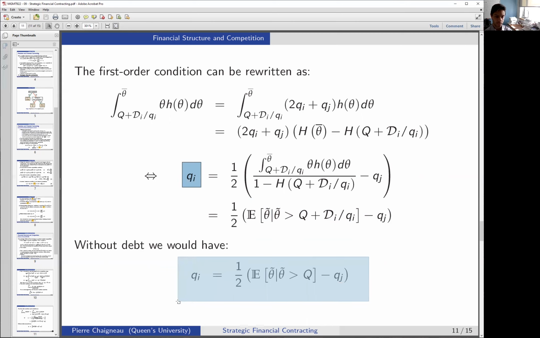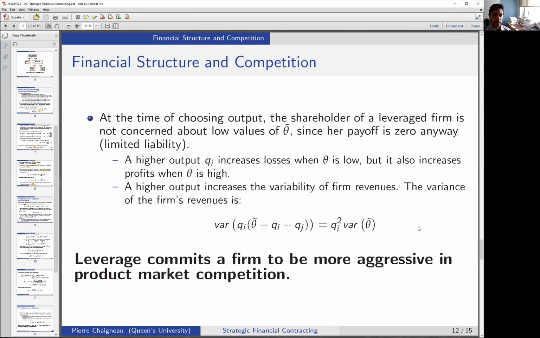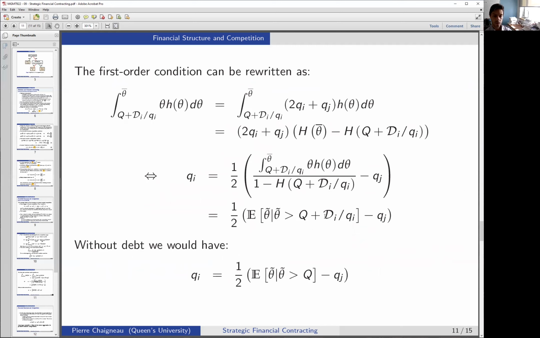Again, we can do the same without debt. So when the debt repayment is equal to 0, we find that it's equal to this, which of course, given QJ, will be lower than this term. So how can we explain that? Here, this shows that with a positive debt repayment, the level of output you will produce for any given QJ will be larger than when the debt repayment is 0. So a higher level of leverage means that you will produce more output. So why is that?